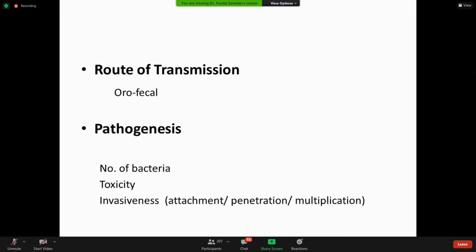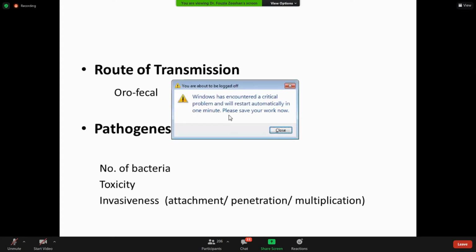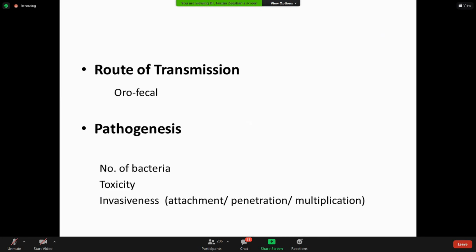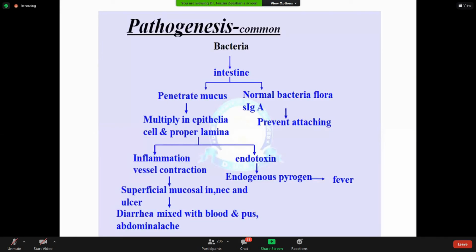Invasiveness means how the bacteria start to produce toxins and harm the intestinal tract of the human body. It consists of attachment: first, it attaches to the epithelial cells of the intestine. Then it penetrates, getting inside the epithelial cells, and after that it starts dividing. That is called multiplication. This chart shows it very clearly.